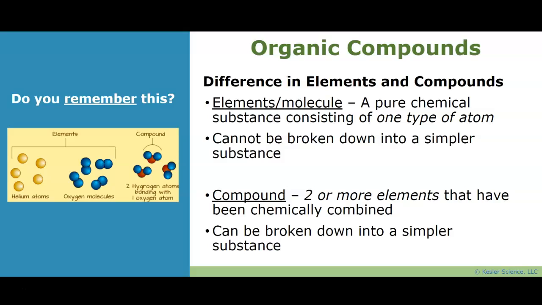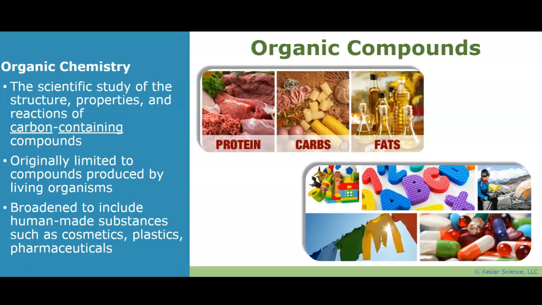So just a review on the left, that elements are atoms or molecules that are made of the same type of atom, and compounds are made up of different types of atoms. So organic compounds, you can see that there's some examples there: protein, carbohydrates, fats. Organic chemistry is a scientific study of the structure, properties, and reactions of carbon-containing compounds. And it was originally limited to compounds produced by living organisms, but now it also includes human-made substances like cosmetics, plastics, and pharmaceuticals, as you can see pictures of on the right.